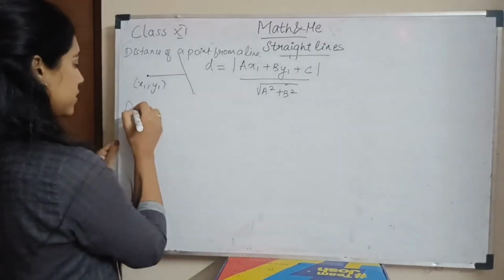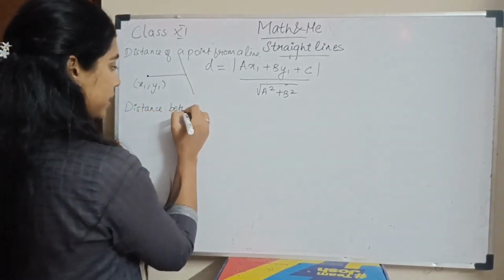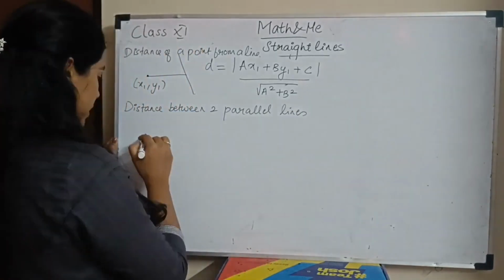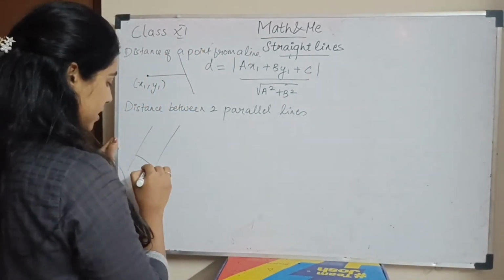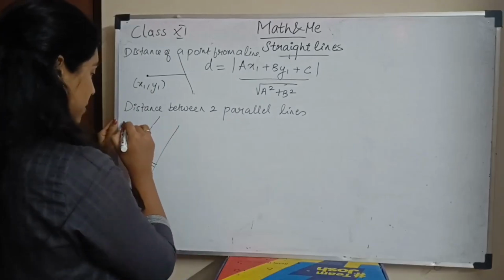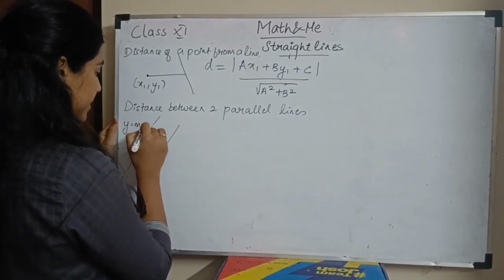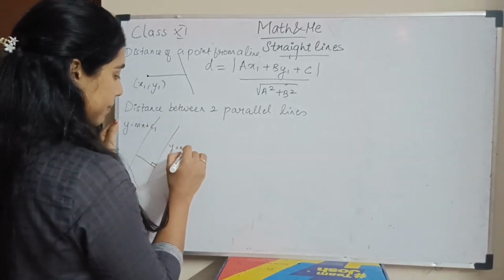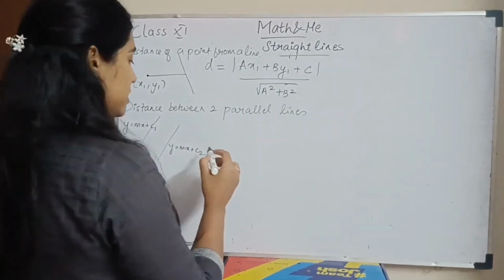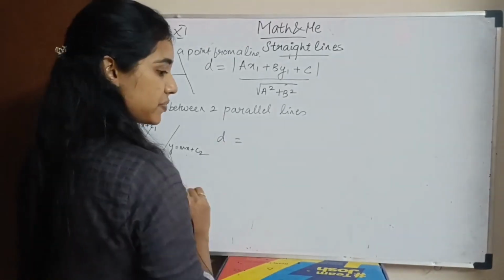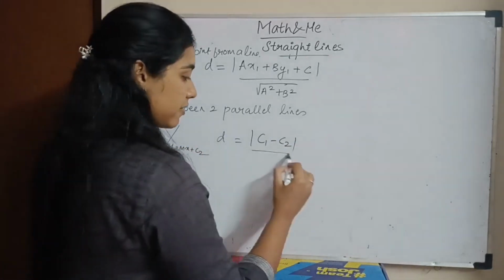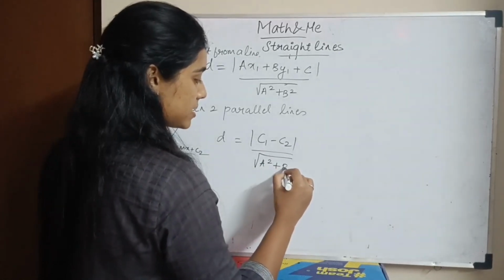Okay. So next we have distance between two parallel lines. So when you have two parallel lines and the distance between them, the distance is always the shortest distance, which is perpendicular, right? Equations will be y equals mx plus c1, y equals mx plus c2. Only the intercepts will vary because since they are parallel lines, they'll have equal slopes, right? So what is the distance between two parallel lines? Distance equals c1 minus c2, basically the intercepts, divided by root of a square plus b square.